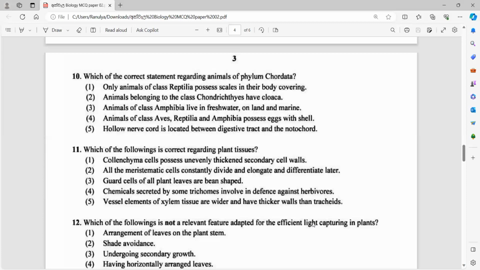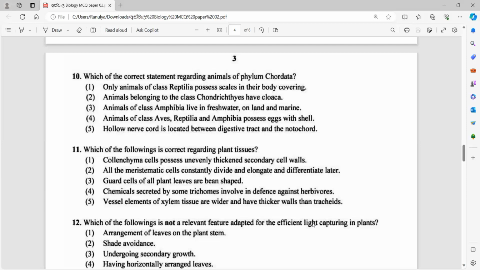Question number 11, which of the following is correct regarding plant tissues? Collenchyma cells possess unevenly thickened secondary cell walls. That is incorrect. All the meristematic cells constantly divide and elongate and differentiate later. Meristematic cells have the ability to divide, right? But they do not constantly divide. They divide under suitable conditions and produce new cells, right?